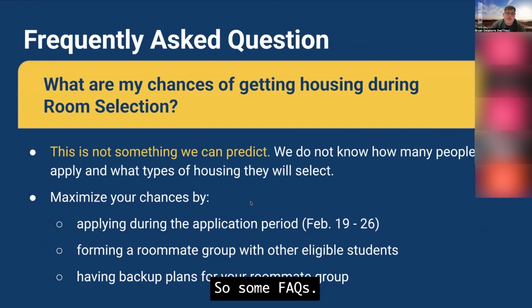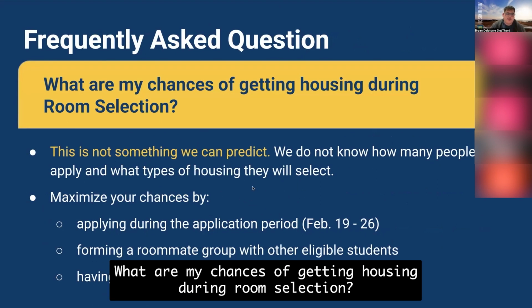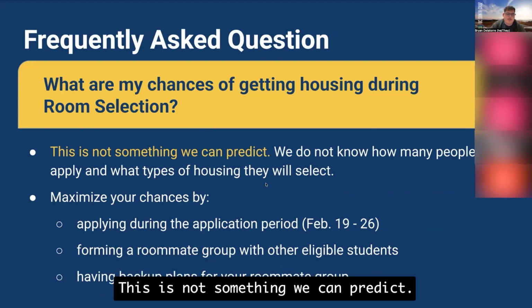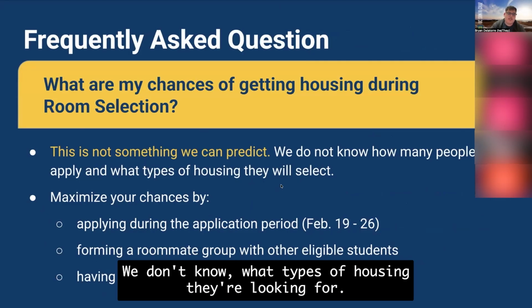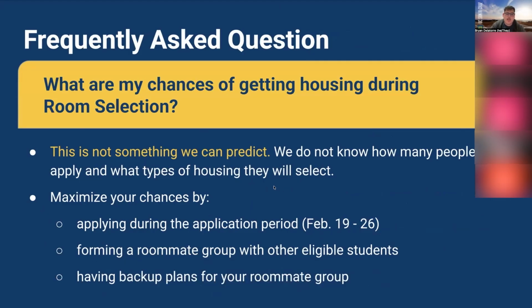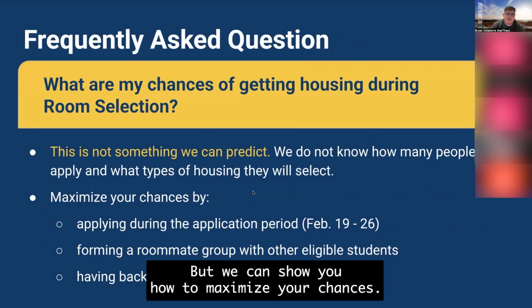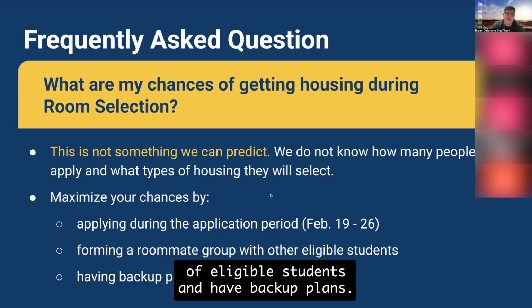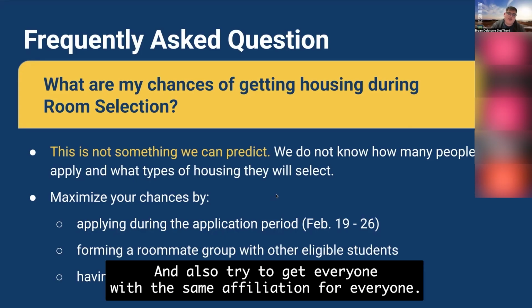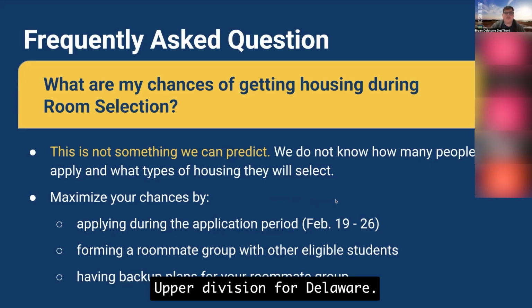So some FAQs: what are my chances of getting housing during room selection? This is not something we can predict. We don't know how many people will be applying. We don't know what types of housing they're looking for, but we can show you how to maximize your chances. So apply during the application period, form a roommate group with other eligible students, and have backup plans, and also try to get everyone with the same affiliation or everyone upper division for Delaware.